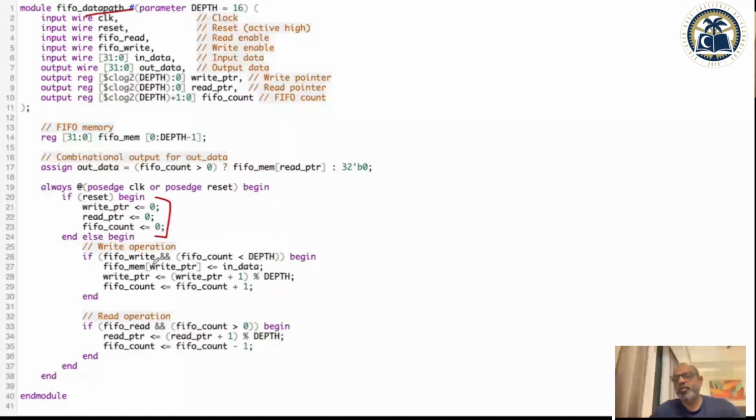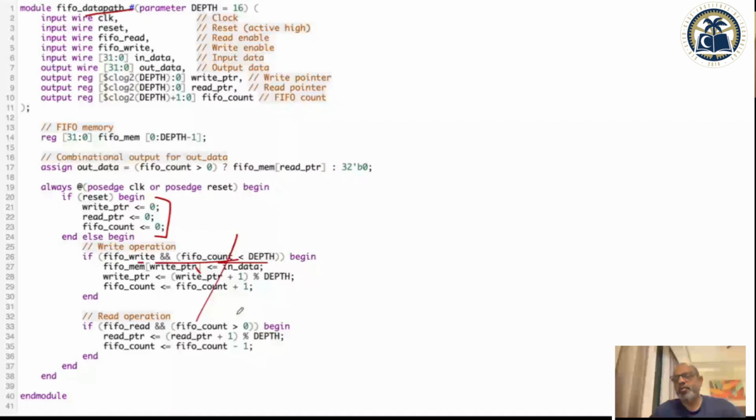Oh yeah, first it generated a control in the data path as well, checking if there is a FIFO write and the FIFO count is less than depth. So I did not like this. I said, no, don't put any control in my data path, okay?